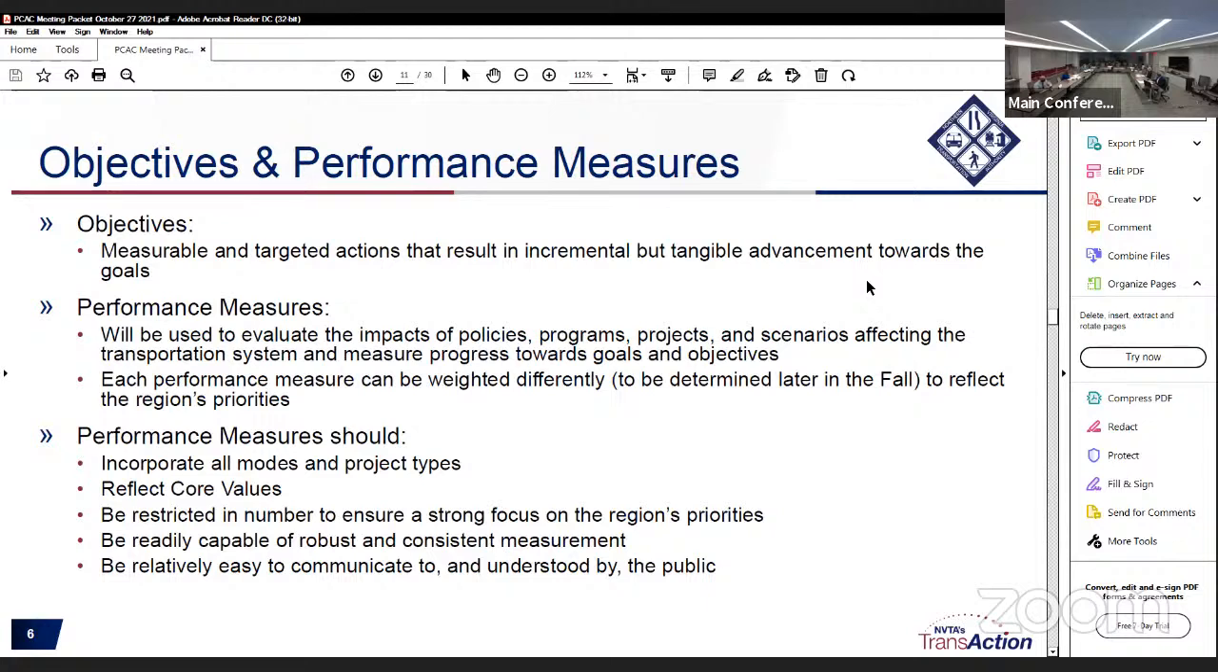So as we were developing a set of measures, there were some principles. They should incorporate all modes and project types, reflect the core values, and be restricted to a smaller number, which is easier to communicate. And they must be able to be measured and understood by the public. So those are just some general principles on the measures.